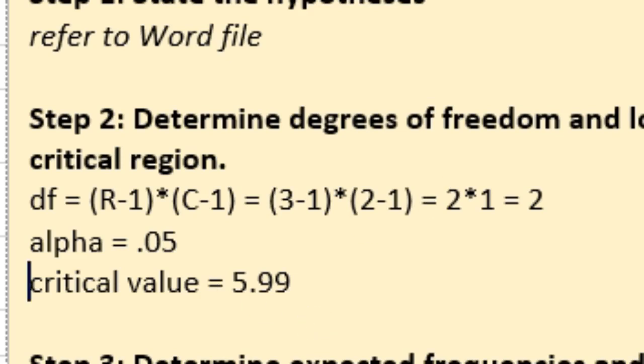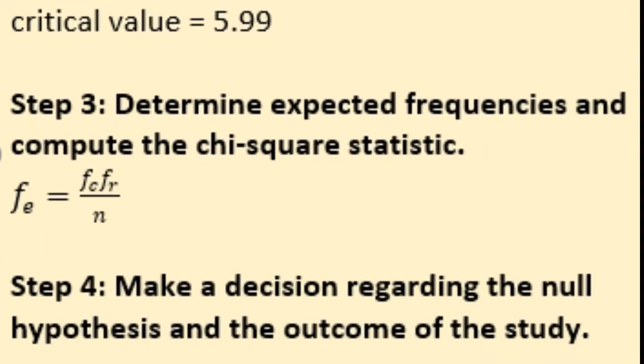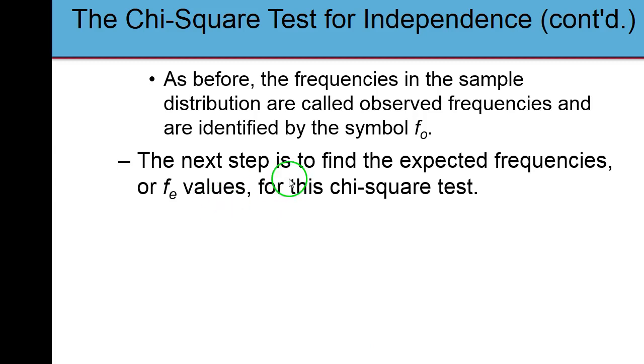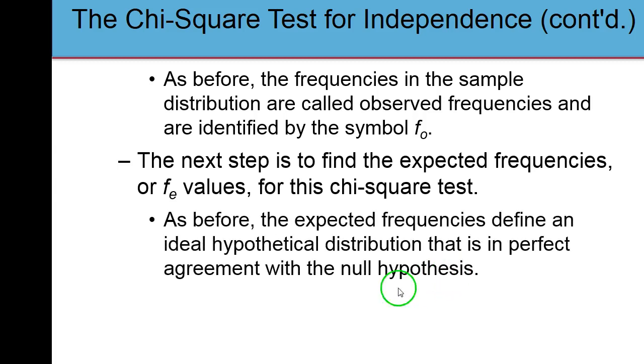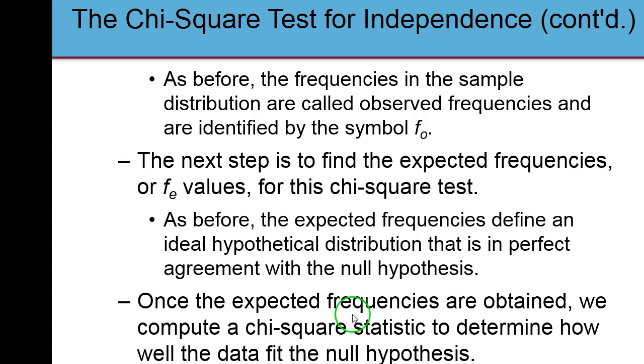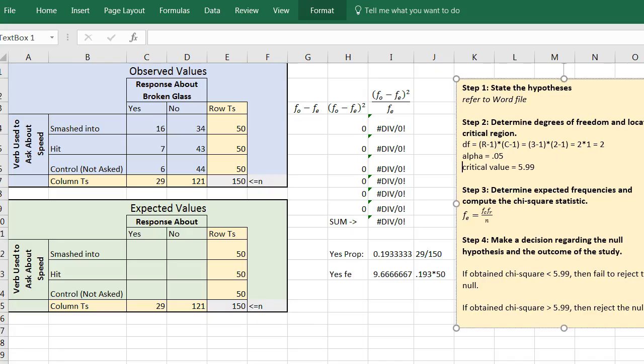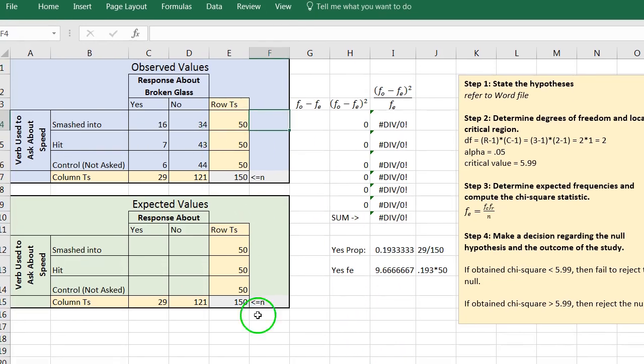Now the third step is to figure out the expected frequencies and compute the chi-square statistic. When we do the expected frequency, to calculate the chi-square, we need to figure out what our expected frequencies are. And as before, the expected frequencies define an ideal hypothetical distribution that is in perfect agreement with the null hypothesis. Once the expected frequencies are obtained, we compute the chi-square statistic to determine how well the data fit the null hypothesis. Our attention back to the Excel file and then figure out how do you calculate the expected value.